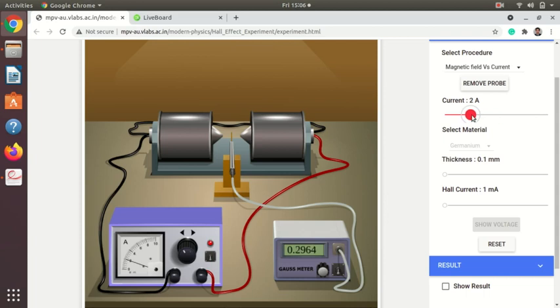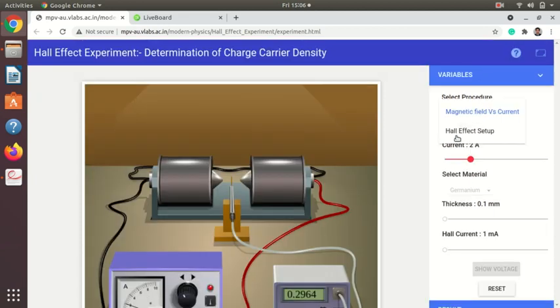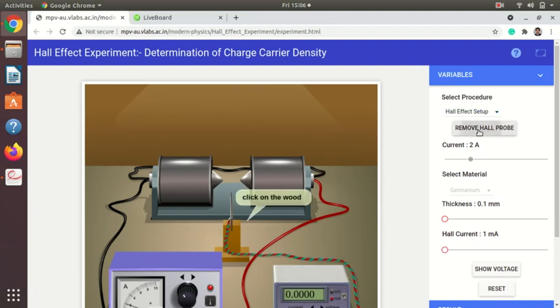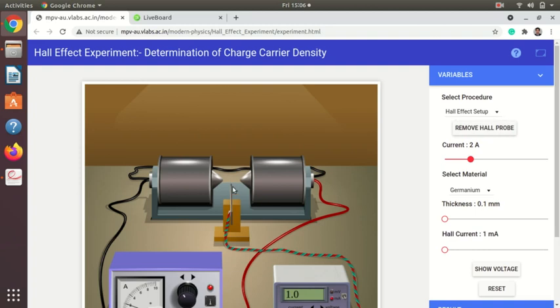So I will select, let's say, 2 ampere, and at this 2 ampere I will perform the next part of the experiment. In this next part I will go again to the select procedure, and we will select Hall effect setup. Again we have to insert the Hall probe here, as you have been shown. Click on this and then again click on the wood. So it will get inserted.